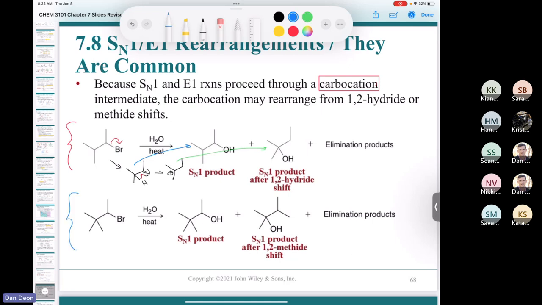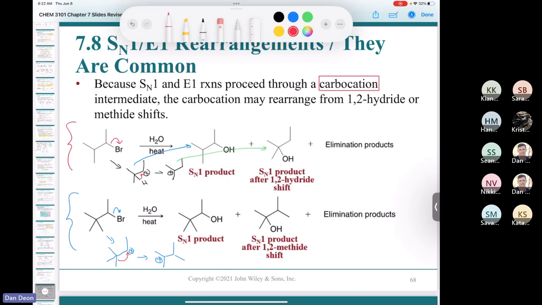Okay, same rationale. If we lose our leaving group, now we form a different secondary carbocation like this. But can this undergo a methyl shift? Oh, you bet your Bobby socks it can, right? And so if that undergoes a methyl shift, we end up with this carbocation, okay?